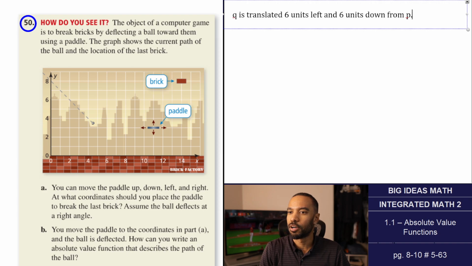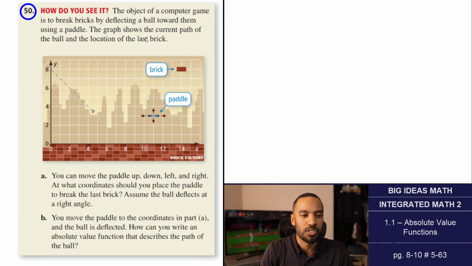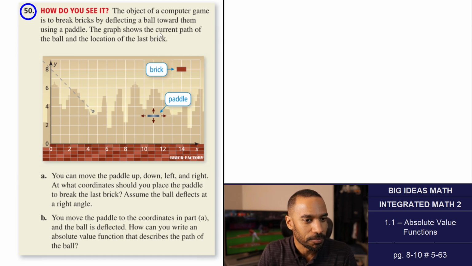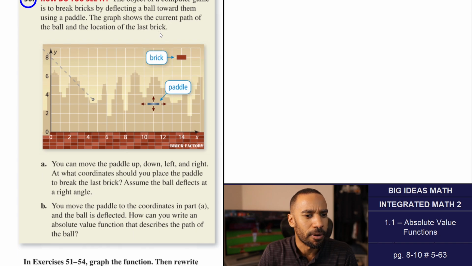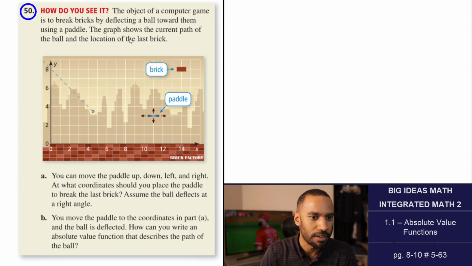Okay, number 50. The object of a computer game is to break bricks by deflecting a ball toward them using a paddle. The graph shows the current path of the ball and the location of the last brick. All right, so it's one of those, and we got to move. We can move it any direction, up, down, left, or right. You can move the paddle up, down, left, and right. At what coordinates should you place the paddle to break the last brick? Assume the ball deflects at a right angle. And you know what?